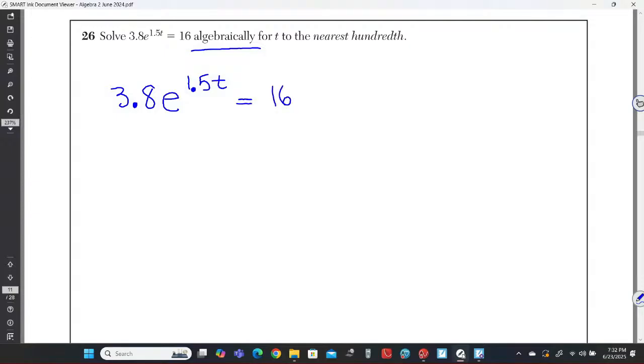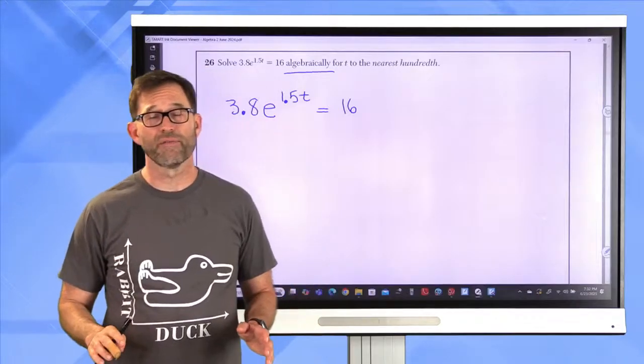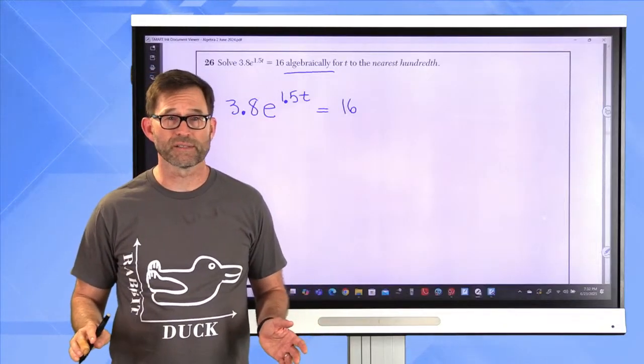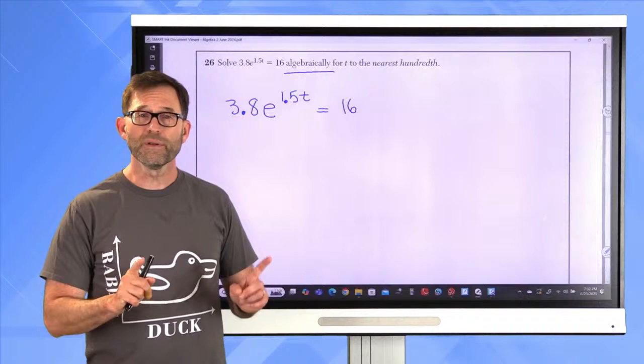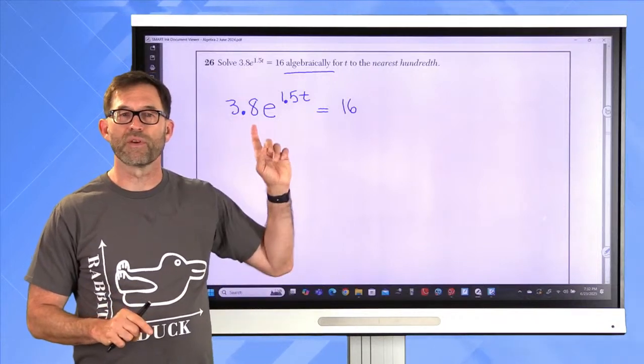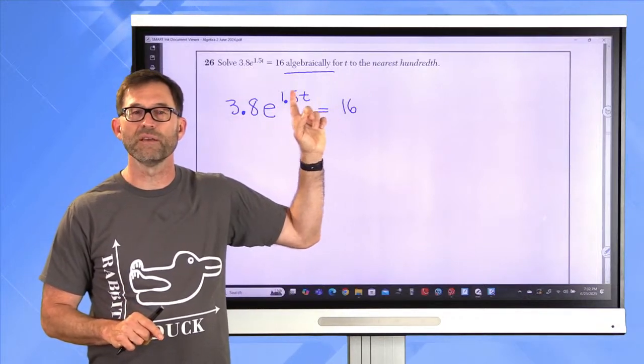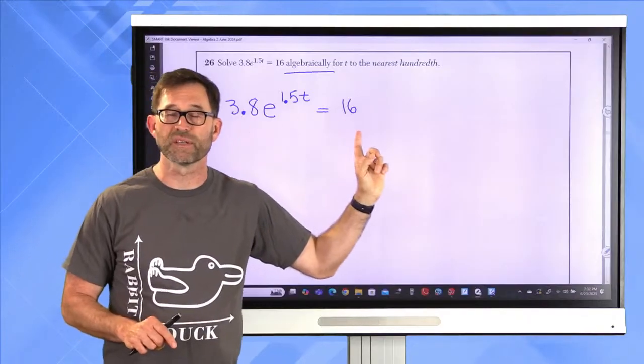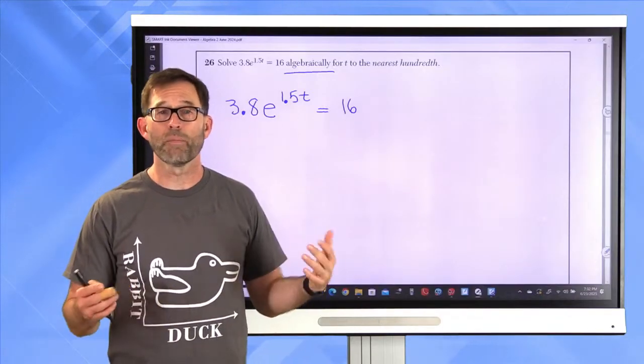All right. Now, this won't be the last time that we'll solve an exponential equation on this test. In order to solve it, think about this. We've got e to the 1.5t times 3.8 is equal to 16. I just want to apply inverses.